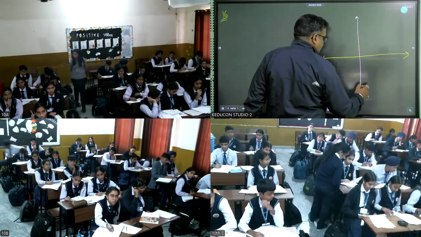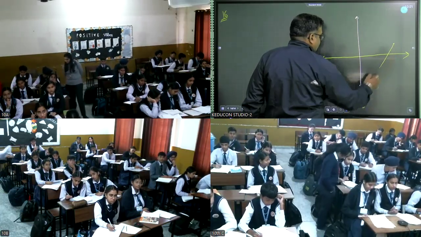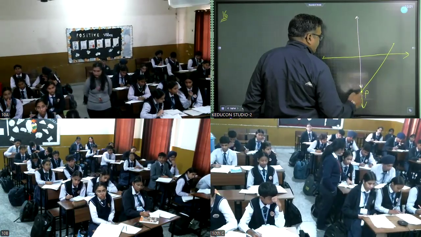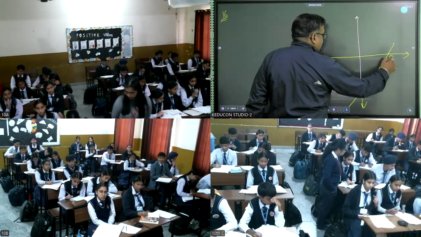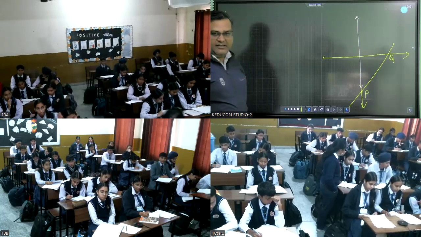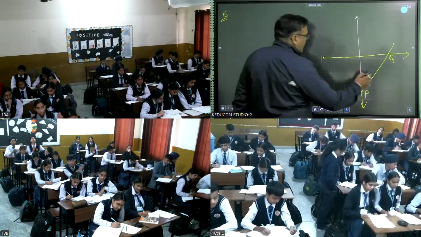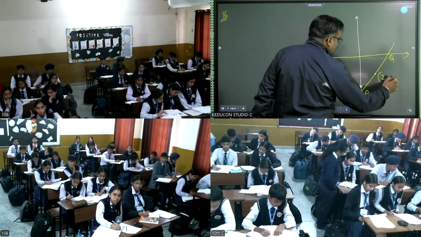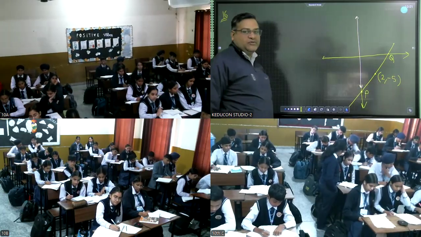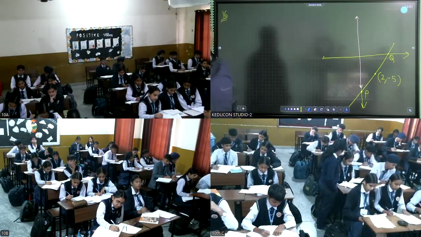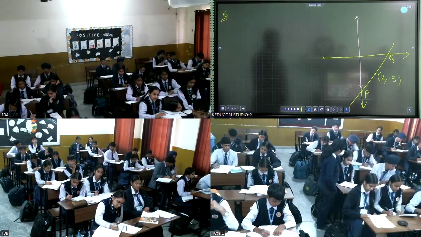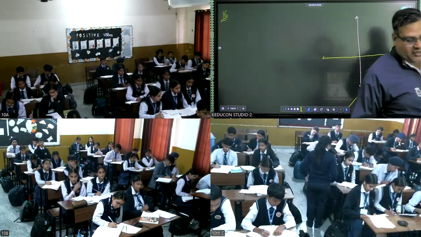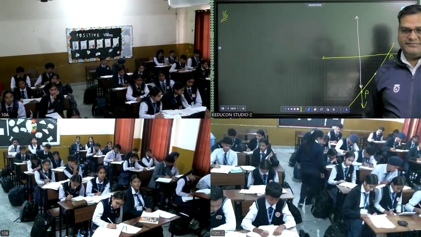Means, let's say this is the line. Line cuts the x-axis at y-axis at P and x-axis at Q. Is it clear? The midpoint of this segment is 2 comma minus 5. Have you understood, bacho? Diagram is clear to all of you? Yes. Now, what you have to do, you have to find the coordinates of P and Q respectively.